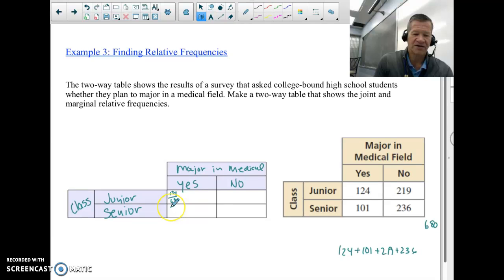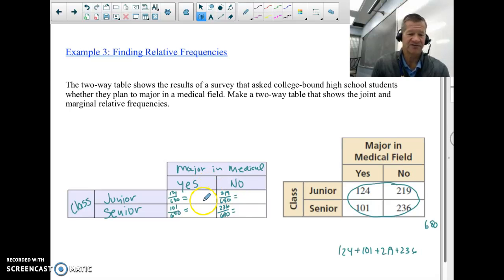There were 101 seniors that said yes out of 680. There were 219 juniors that said no out of 680. And there were 236 seniors that said no out of 680. So all we have to do is take a calculator and divide these, and we will have the joint relative frequencies. So just taking these joint frequencies and dividing them by the total number in the data field gives us those frequencies.